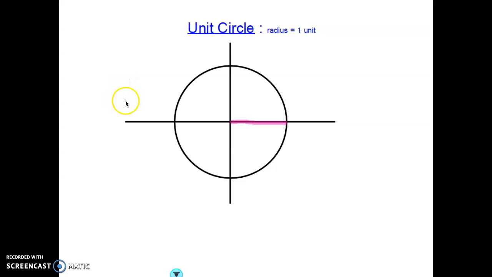Hey folks, so you saw the unit circle explained by Mr. Gorley yesterday, and I will do my explanation. Maybe you like my way better, but here we go. A unit circle means that this radius is 1 unit long, and we will be doing everything with the unit circle for the next few days.